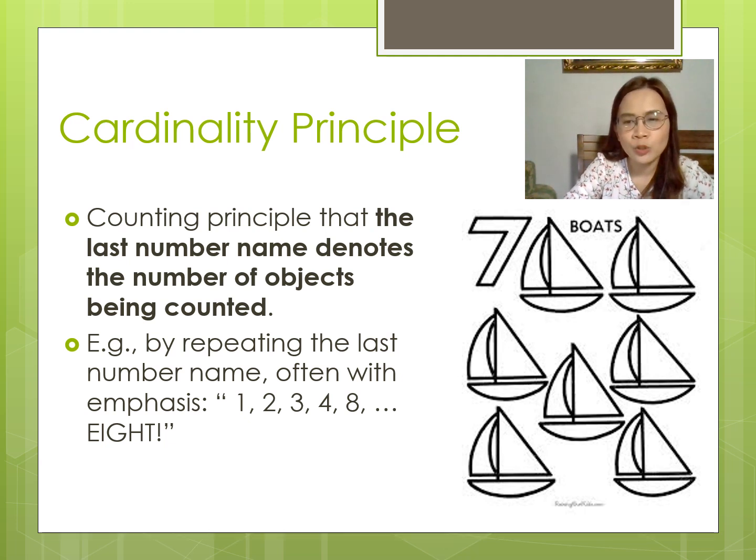Ayan. Ibig sabihin nun, yung in-emphasize niya na number name ay yun yung dami nung kanyang objects na binilang. So, that is cardinality principle. So, ibig sabihin nun, marunong na siya magbilang. Okay. Kahit na hindi sunod-sunod, tulad dito sa example, di ba? 1, 2, 3, 4, 8, 8, di ba? Kumbaga, hindi naman stable yung order kasi ascending siya, sunod-sunod. At the same time, may emphasis sa dulo. So, yung emphasis sa dulo, the last number, denotes the number of objects being counted.